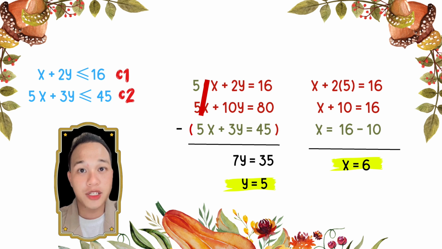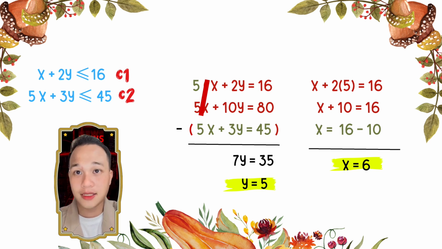Now, suppose I choose to eliminate x. Note that the coefficient of x in C2 is 5. Then I can simply multiply the first equation by 5 to give 5x plus 10y equals 80, and then subtract C2 from the new equation. So 5x cancels 5x, 10y minus 3y is 7y, and 80 minus 45 gives 35. And when dividing both sides by 7, we have y equals 5.